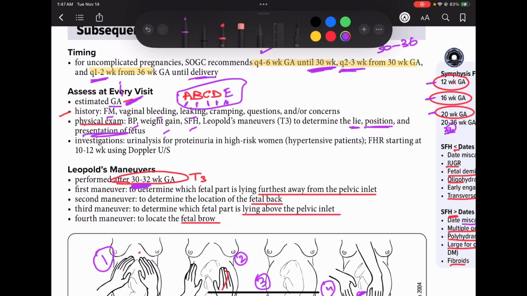the position, and the presentation of the fetus. Okay. Moving forward, at every visit, we can also send some investigations, urinalysis for proteinuria, only in high-risk women, if the patient is hypertensive. So we have to look for proteinuria to follow up with preeclampsia. And then fetal heart rate tracing too. Fetal heart rate monitoring starts at 10 to 12 weeks using Doppler ultrasound. In the beginning, we read that fetal heart rate is visible in the transabdominal ultrasound around 6 weeks, while with Doppler ultrasound it would be 10 to 12 weeks.